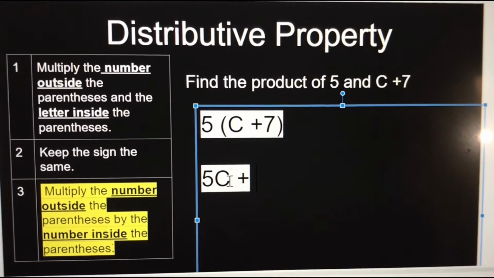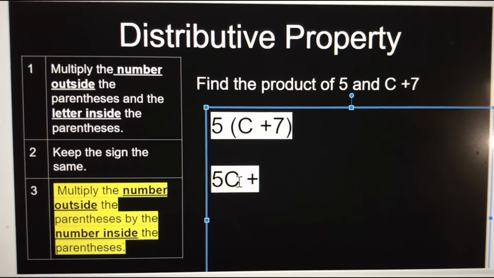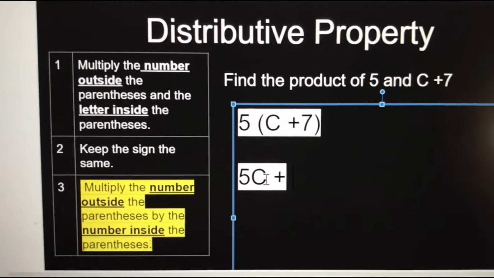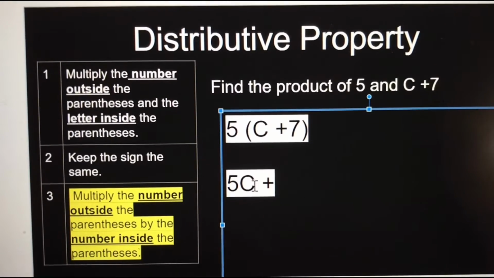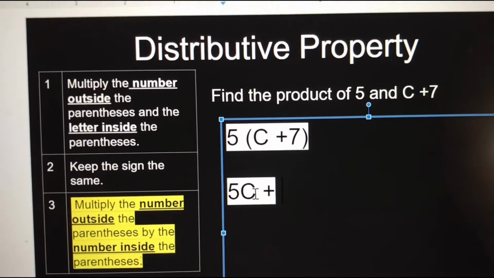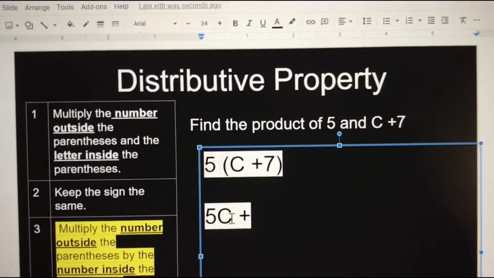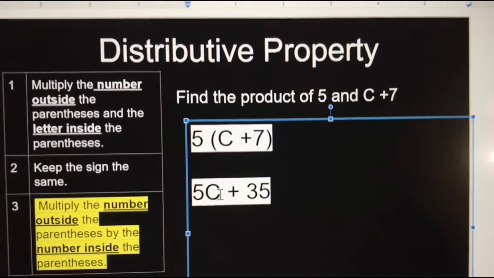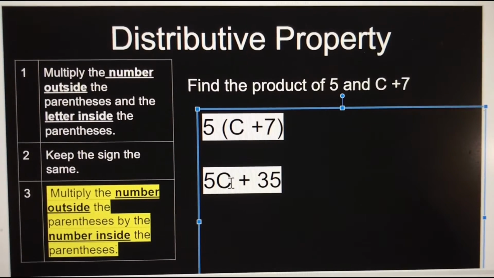So now we are on the final step of the problem. And the final step, I'm going to read it to you all. Multiply the number outside the parentheses by the number inside the parentheses. All right, so for this distributive property problem, the problem is 5 times c plus 7. So we already multiplied the letter, 5c plus. So the very last step is we have to multiply 5 times 7. 5 times 7 is 35. And we have our final answer. The product of 5 and c plus 7 equals 5c plus 35.